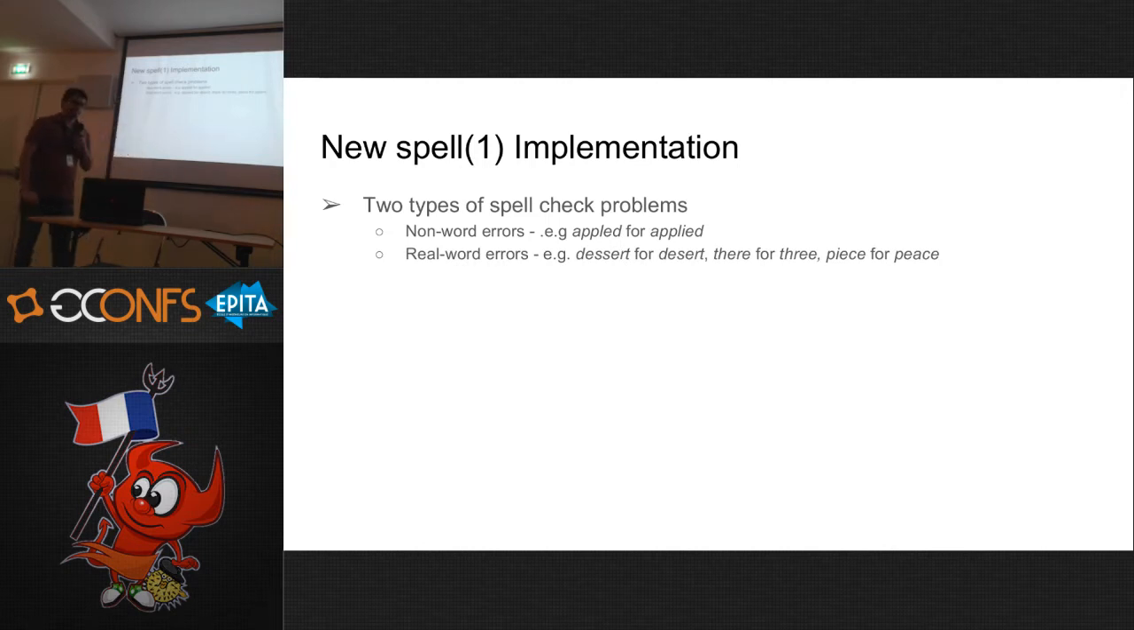And then there are real word errors. For example, if you want to spell desert, but you add an extra S and it becomes dessert again, but that's also a word. Or if you want to write there, but you exchange R and E, it becomes three. That is also a word. If you want to write peace, and you use a different spelling, that is also a word. These are much harder to figure out.